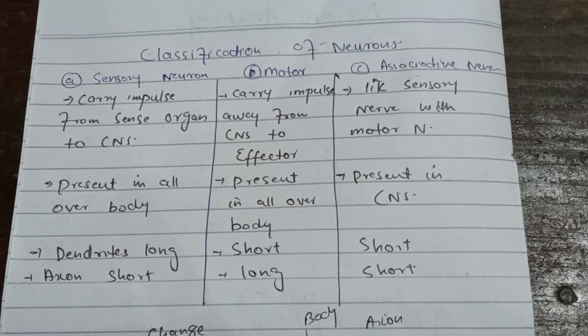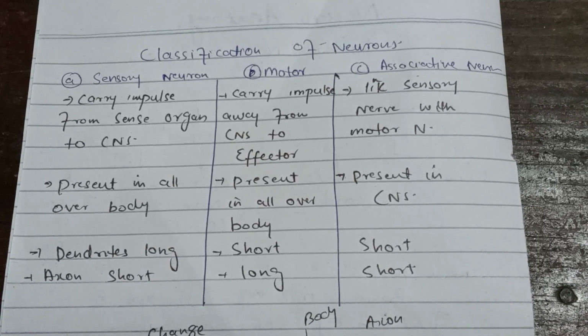Dendrites are long in sensory neurons because the function of sensory neurons is to receive messages, and dendrites are specialized in the function of receiving impulses. So dendrites will be long in sensory neurons, and the axon will be short in sensory neurons because there is no need for a long axon. The axon is needed only in motor neurons, because motor nerves have the function to send messages, and the message sending function is of the axon. So the axon will be long in motor neurons. Dendrites will be short in motor neurons because there is no significant function of dendrites in motor nerves.